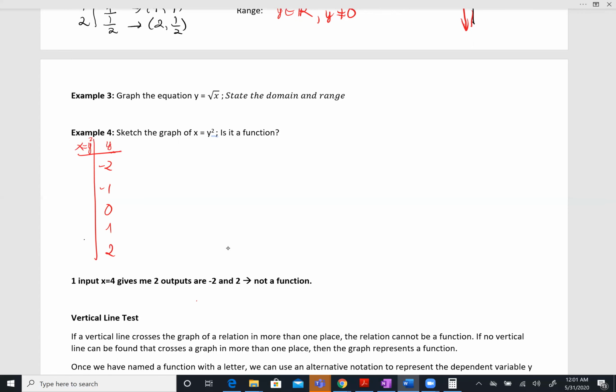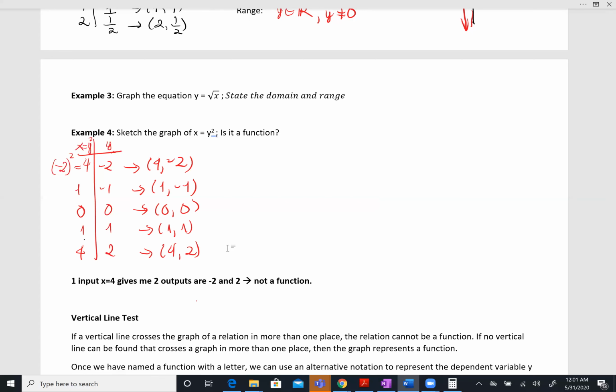So x will be the square of y. For example, here -2 squared is going to give me 4, right? And similarly here, -1 squared is 1, then 1 squared is 1. 0 squared is 0, and then 1, and then 4. So this gives me the ordered pairs 4, -2, and then 1, -1, and then 0, 0, and then 1, 1, and the last one is 4, 2.